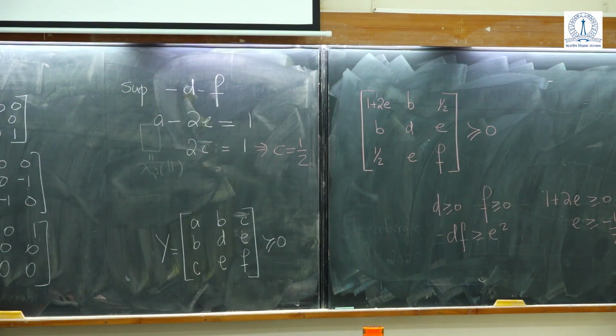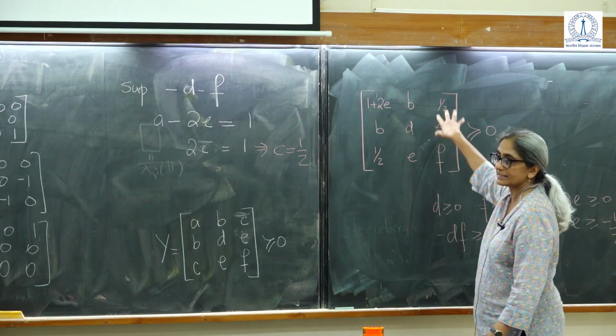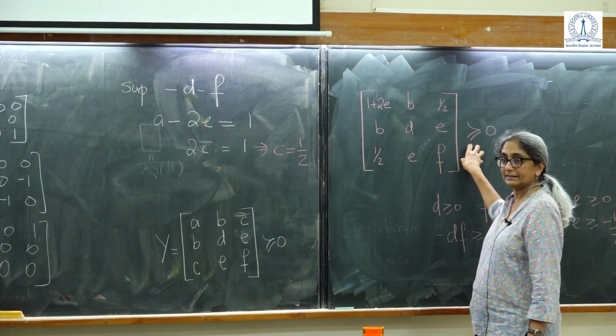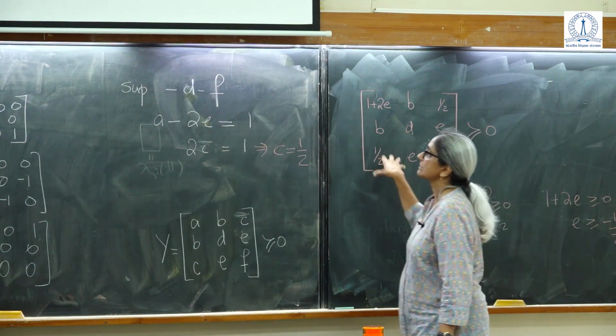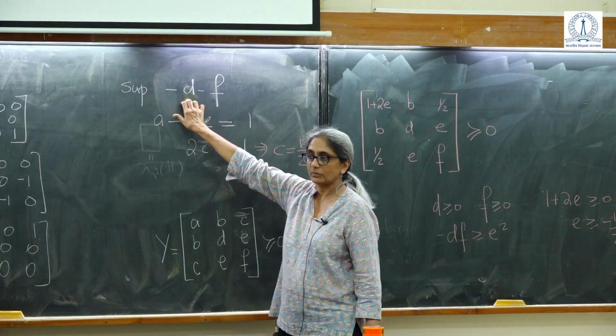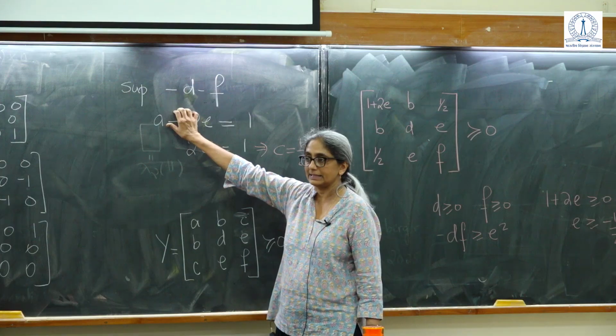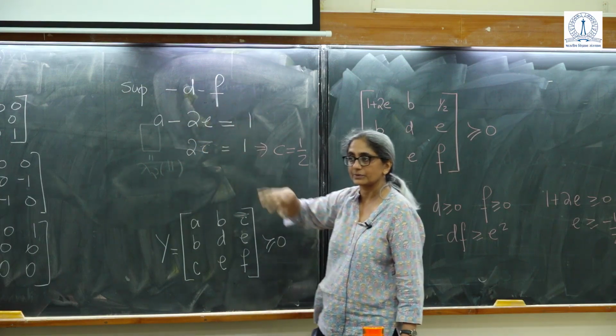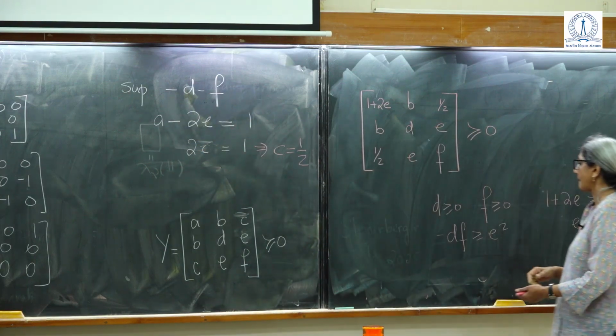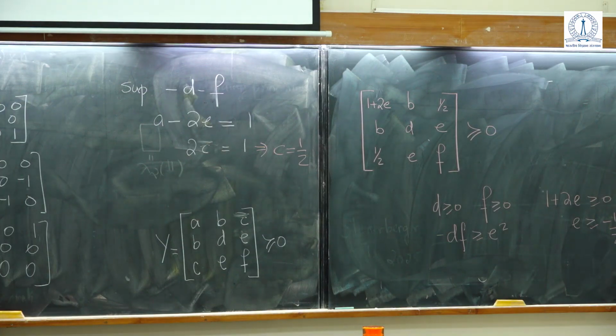So there are probably infinitely many ways to fill in this part so that it's PSD, but among all possible things, we want to make minus D minus F as big as possible. It cannot be larger than 0, right? Because D and F are both non-negative. Everybody okay? This is the dual program.